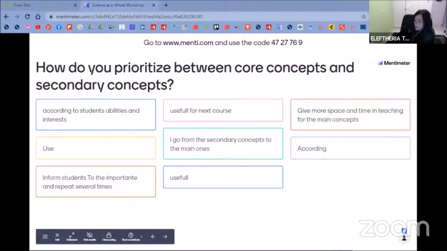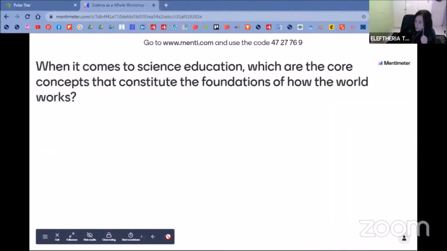I'm going to ask you another thing now. So you told me that you don't think everything is equally important. You prioritize between core concepts and secondary concepts by allowing more time to core concepts or revisiting them more often, and other strategies. But what about the content itself now? So the actual things that you teach them.